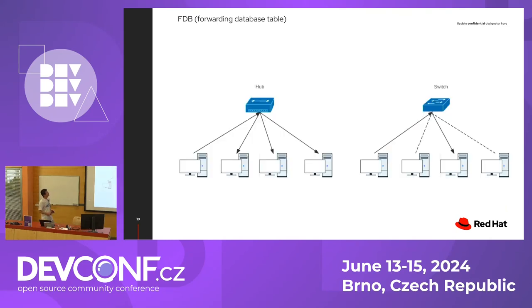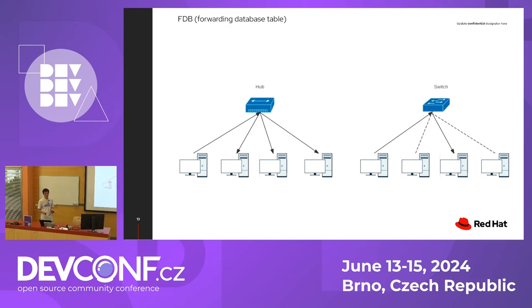I guess some of you may know that maybe 20 years ago, there was a device called a hub. A hub is a device that forwards packets to all the ports. But this would cause a lot of traffic in the network. So a modern switch can forward the packet only to the destination port without troubling the others.